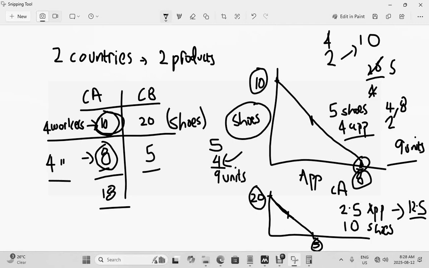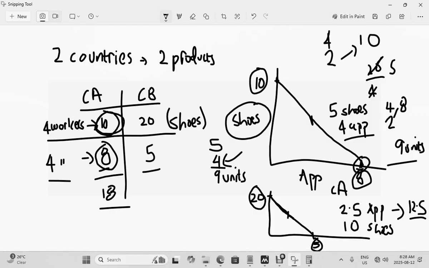Okay, so apart from that, if these two countries were to allocate some of their resources, let's say they were to assign some of the workers towards production of shoes rather than appliances, what's going to end up happening is, let's say assuming that this is 4 workers producing 10 shoes and 4 workers producing 8 appliances.